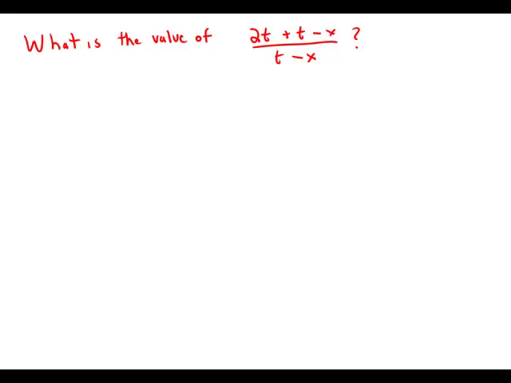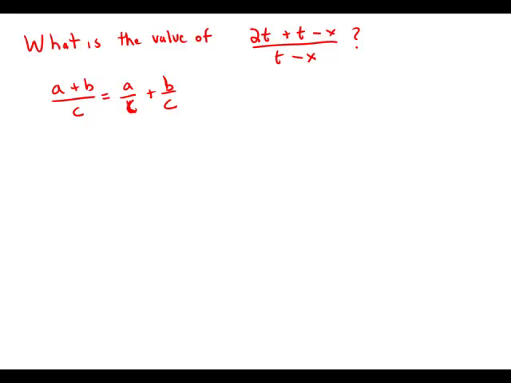What is the value of the fraction 2t plus t minus x over t minus x? Well, before we proceed to the statements, we're going to simplify this, and we're going to use a law of fractions that tells us that if we have addition in the numerator of a fraction, we can just split that up into two fractions. This is sort of the opposite of finding the common denominator and adding the fractions to begin with.